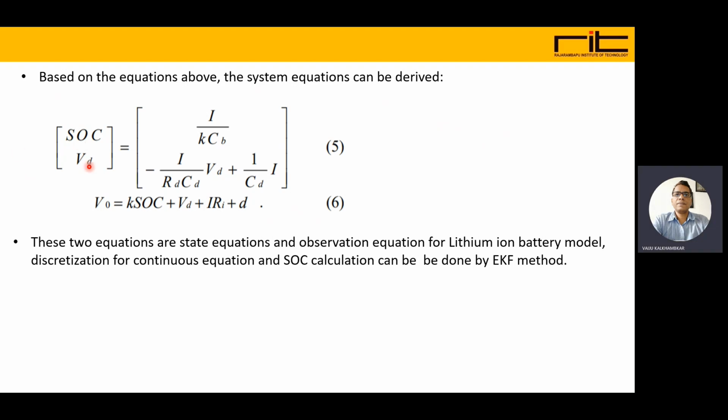So SoC dot and VD dot is equal to the matrix 1 upon K CB and second minus 1 upon RDCD, into VD plus 1 upon CD into I. So V0 is calculated based on K into SoC plus VD plus I into RI plus D. These two equations are the state equation and observation equation for the lithium-ion battery model. Discretization of the continuous equations and SoC calculation can be done by the extended Kalman filter method.